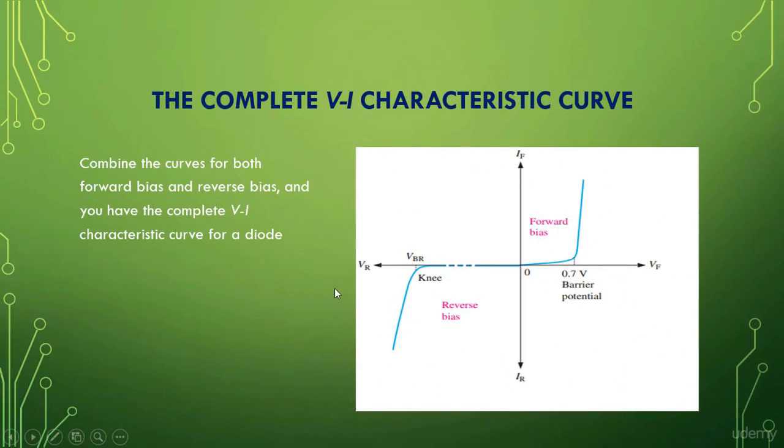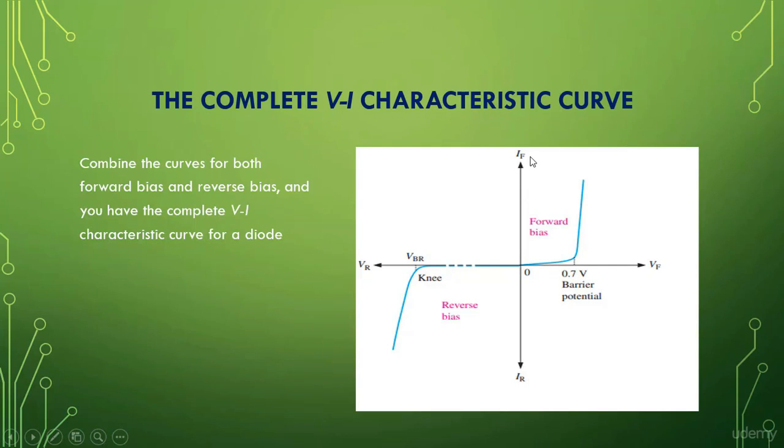This is the complete VI characteristic curve. This is the VI characteristic curve for forward biasing, and this is the VI characteristic curve for reverse biasing. And this is 0.7. Actually, this is the barrier voltage in forward bias, and this is VBR, the breakdown reverse voltage, and this is the knee point, and in the forward biasing case, this is the knee voltage point.